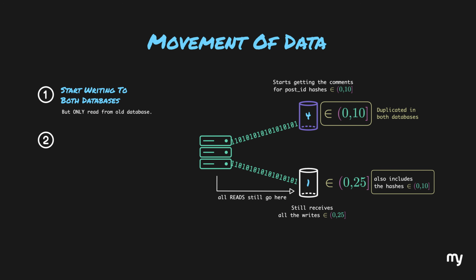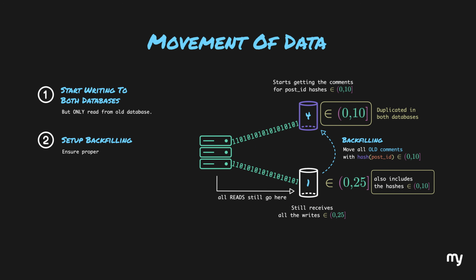Now, as the second step, we set up a behind-the-scenes data movement called backfilling from the old database for all post ID hashes between 0 and 10. This step needs to be done very carefully with a proper mechanism to ensure appropriate failure handling and retries so that in case something fails during data transfer, we can always retry.